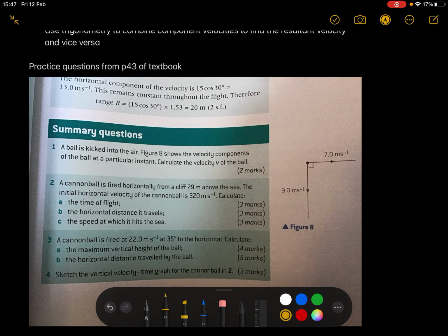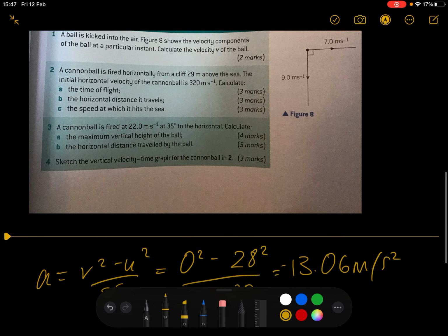So I've just put a picture of the summary questions here. Thought that might be the easiest thing.